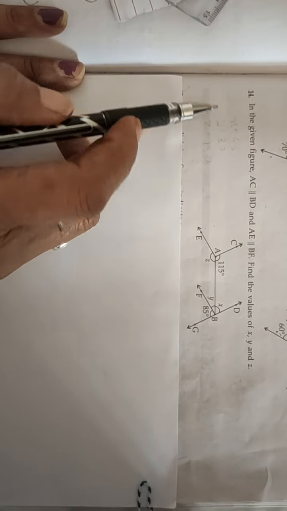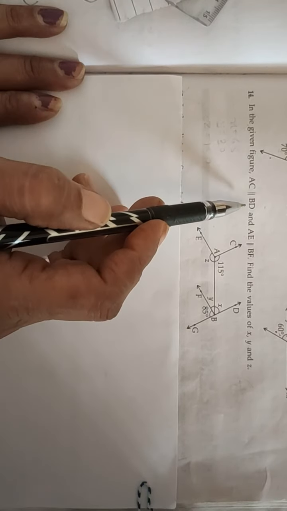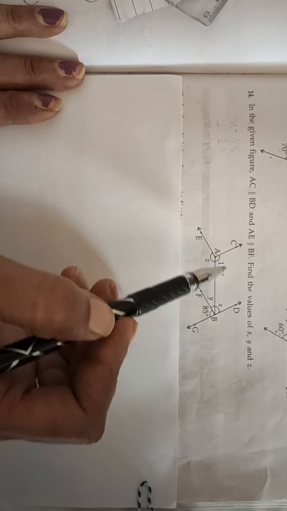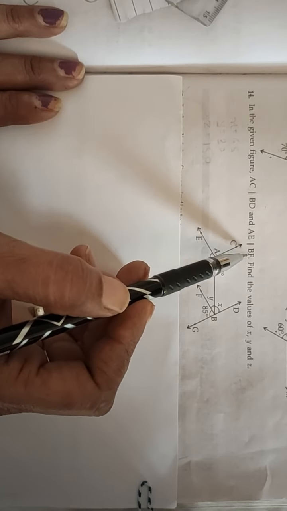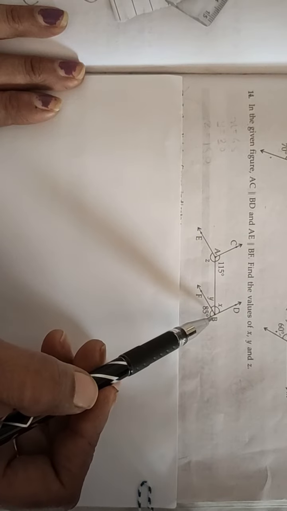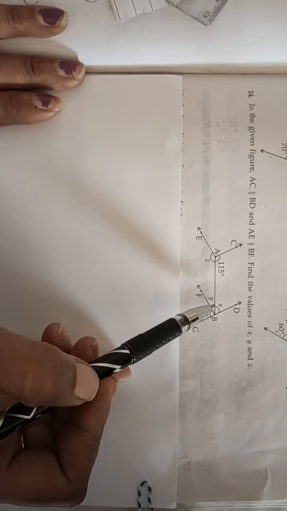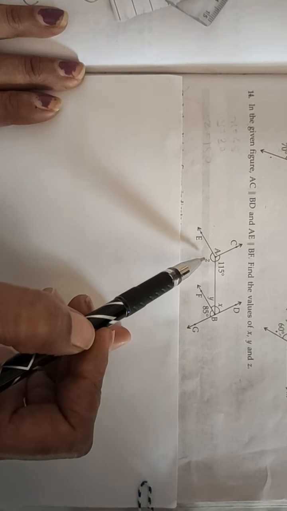Now let's see this question number 14. In the given figure, AC is parallel to BD. Let's check AC. This is AC and BD. These are parallel lines, as well as AE is parallel to BF. Here is AE and here is BF. These are parallel. Find the values of X, Y, Z. You have to find the value of this is X, this is Y, and this is Z.